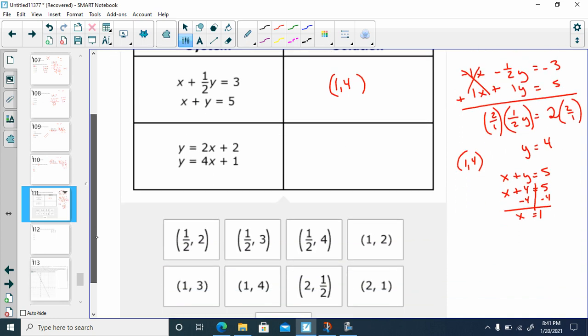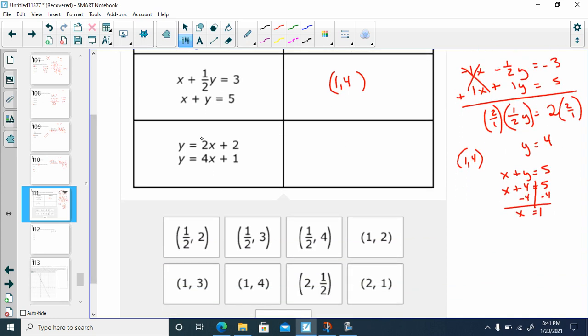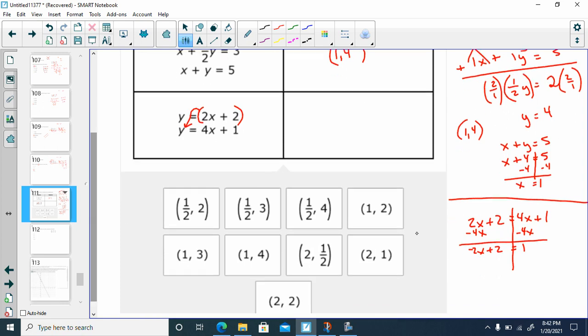Do I have x is equal to or y is equal to? Yes, I do. I have y is equal to. So can I substitute this in place of y? So I'm going to use substitution instead of elimination. 2x plus 2 is equal to 4x plus 1. I'm going to subtract 4x from each side. I've got negative 2x plus 2 is equal to 1. I'm going to subtract 2 from each side. I've got negative 2x is equal to negative 1.